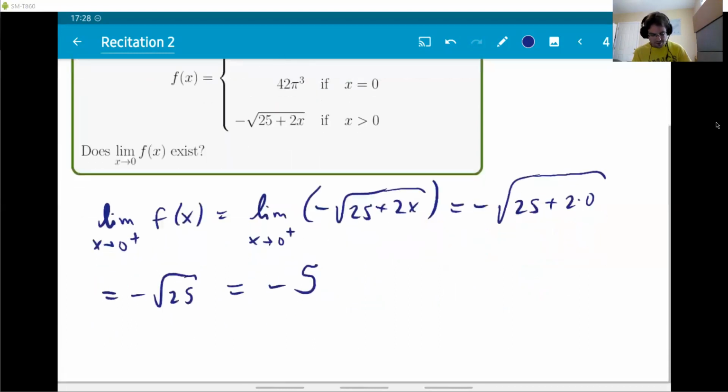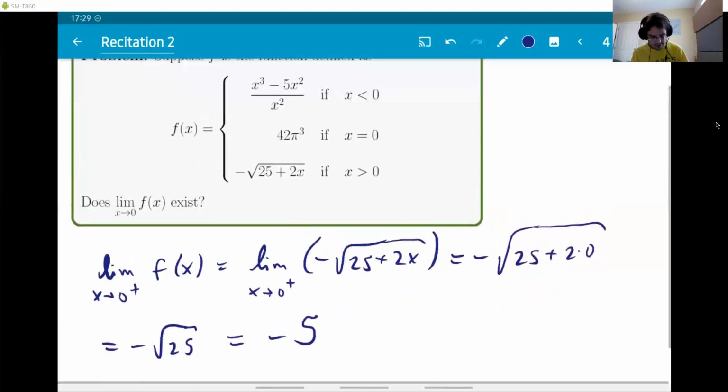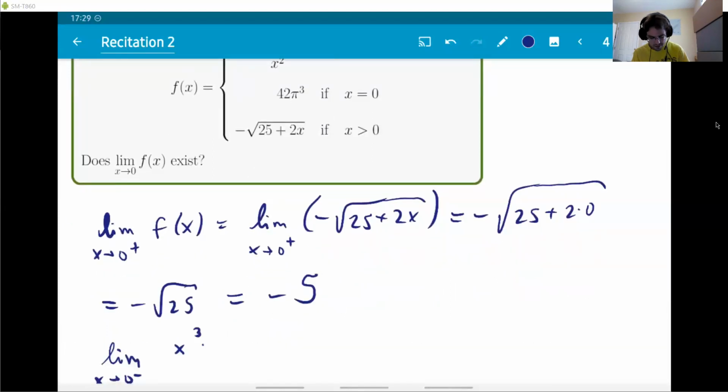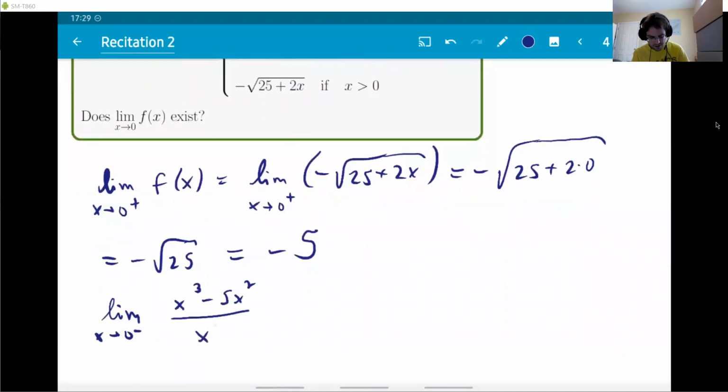Okay, and from the left, let me scroll up. The function was x cubed minus 5x squared divided by just x squared. I'd say this is the simplest type of function where a simplification is needed because, of course, we cannot plug in x equals 0 in this way, but this simplification is very clear here, I hope.